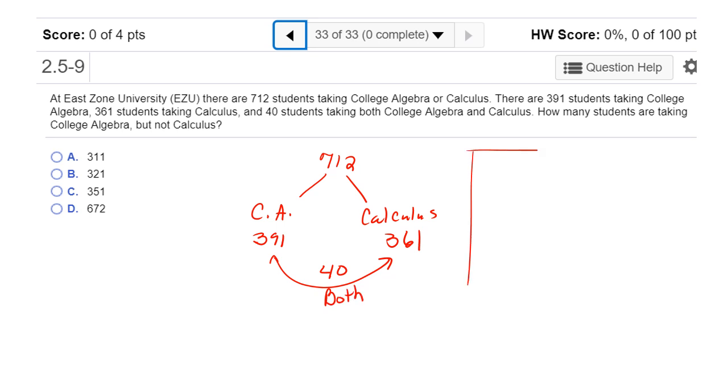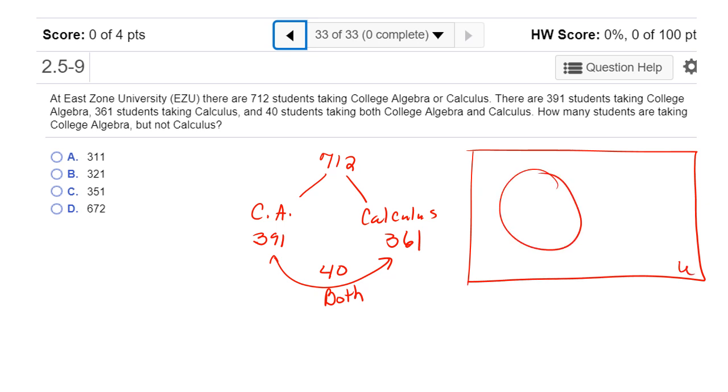So let's draw out the Venn diagram. We have our universal set, and we'll have two overlapping sets. One would be college algebra, one would be calculus. Inside that overlap would be the 40. Those are the 40 students who take both of these classes. Now, let's fill in the rest of the Venn diagram.